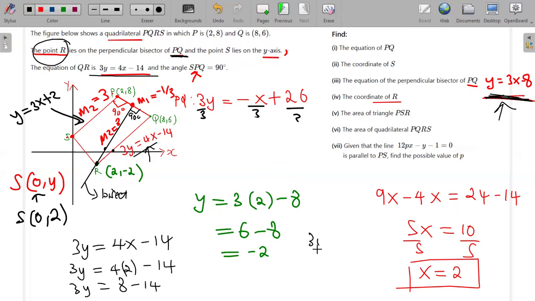So meaning that 3y will just be equal to what? What is 8 minus 14? That is minus 6. So I divide by 3, divided by 3, y equals minus 2 still. Okay, so you can use any equation. You can use this or this to find the value of y. But to find the value of x, you just have to solve this equation here and this one in black. You have to solve them simultaneously.